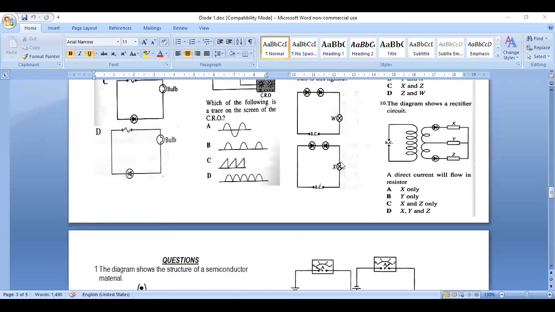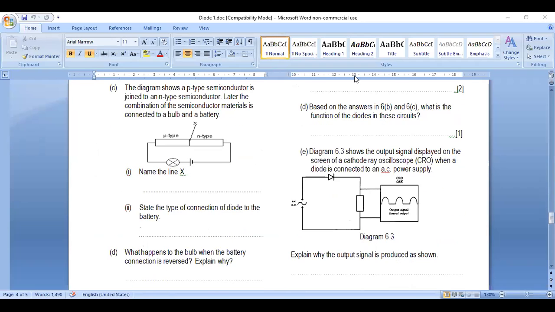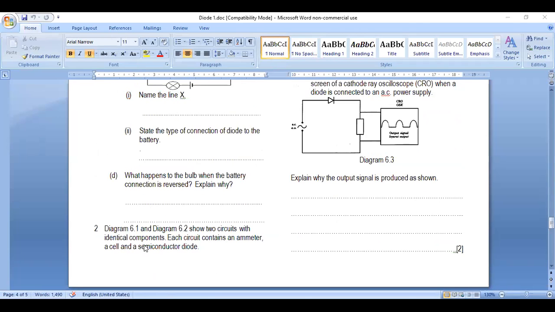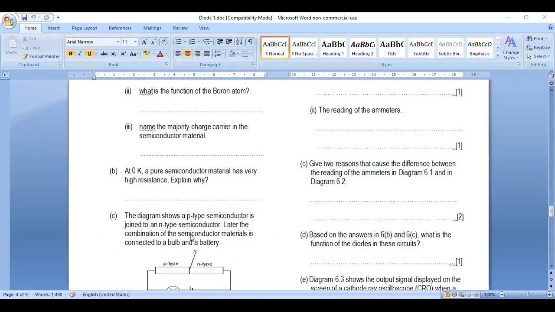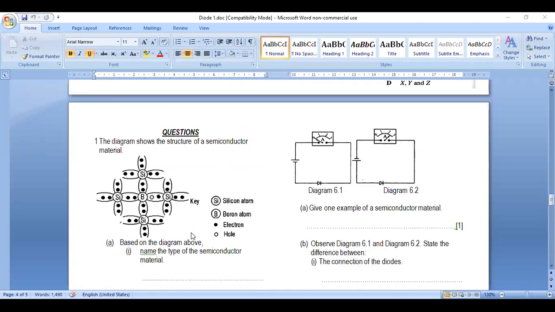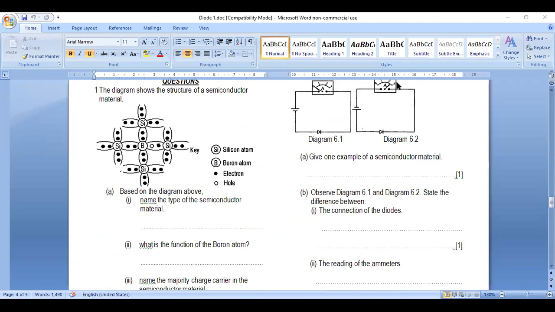Okay, now we look at an example of a structured question. This one is a passive question. Diagram 6.1, 6.2 shows two circuits with identical components. Each circuit contains an emitter, a cell, and a semiconductor diode. Now give an example of a semiconductor material. So you can say silicon, germanium.